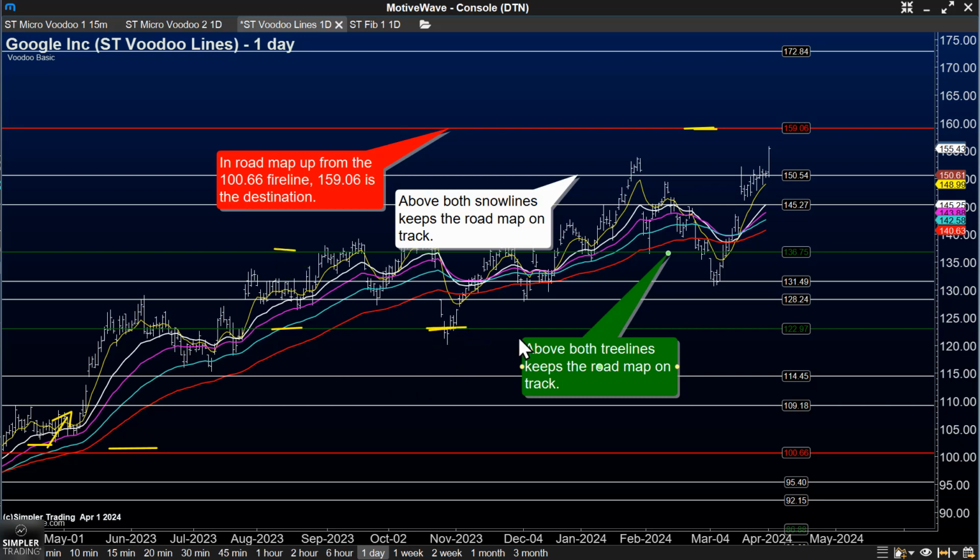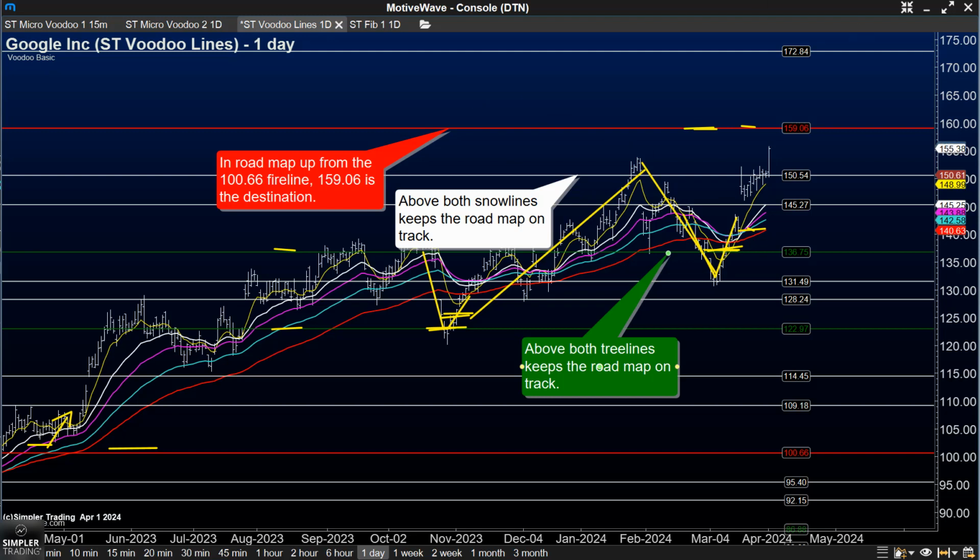And in this case, holding this 123 level, as we did late October, early November, kept that idea on track. This is when I last got into Google, and that sent us up. The pullback didn't absolutely hold this 136 and 75 cent tree line. We poked below it to the snow line, but we roughly held it. And so long as we're staying above both tree lines, that's going to keep this upper fire line level in focus.